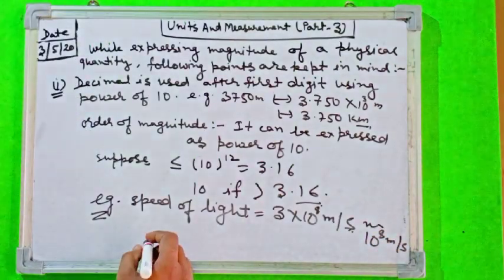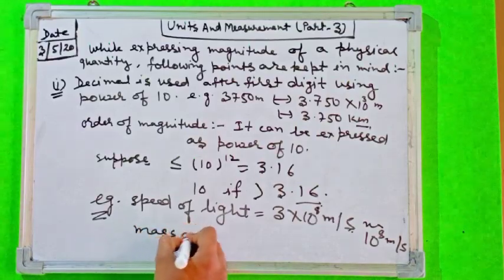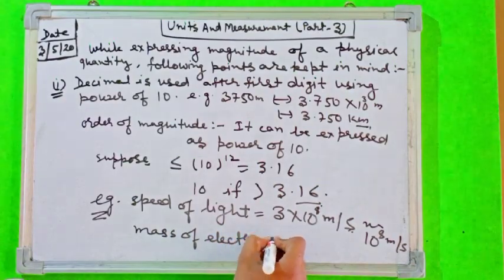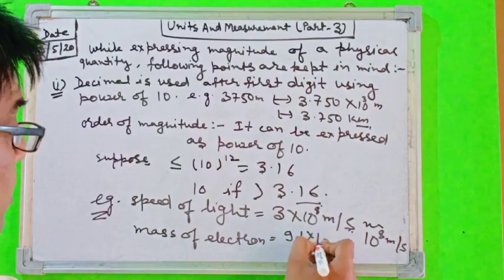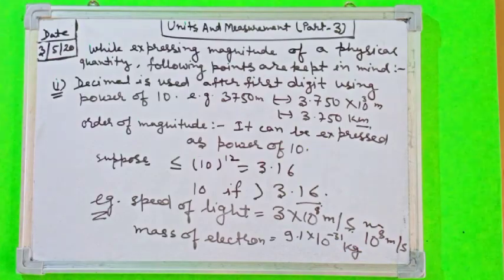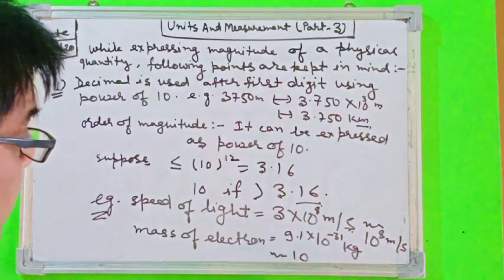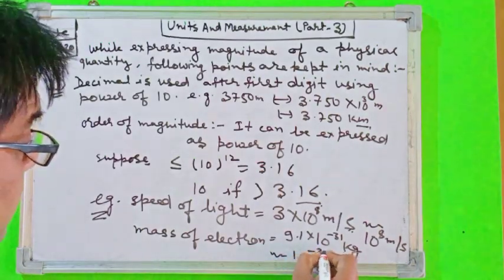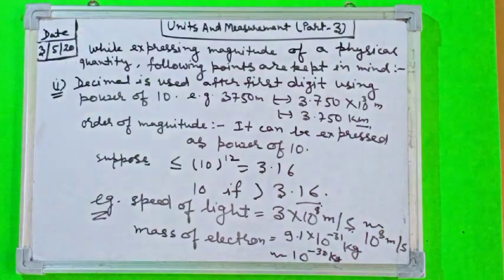Mass of electron is 9.1 into 10 to the power minus 31 kg. It can be approximately written as 10 to the power minus 30.